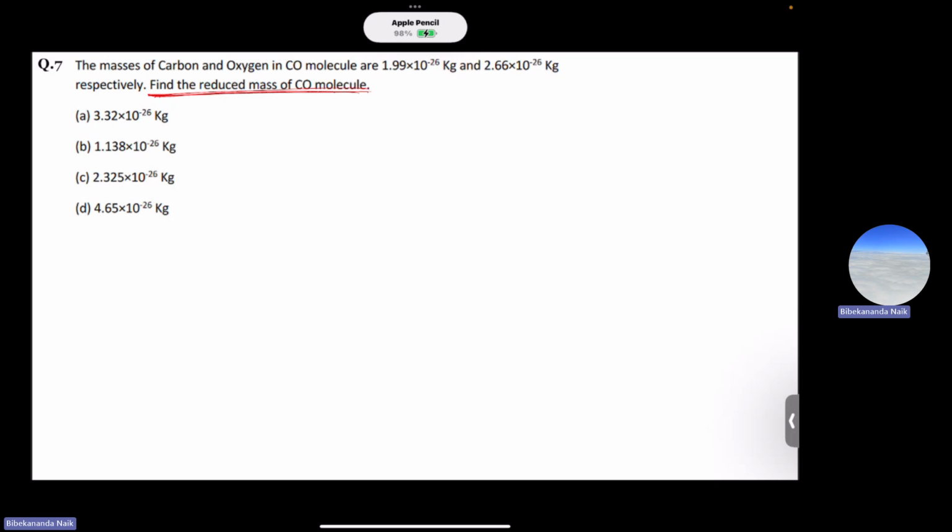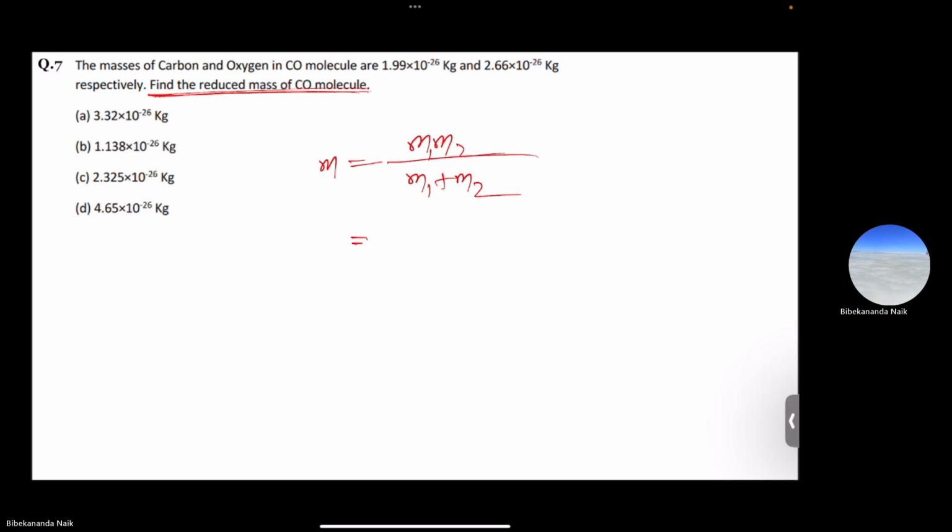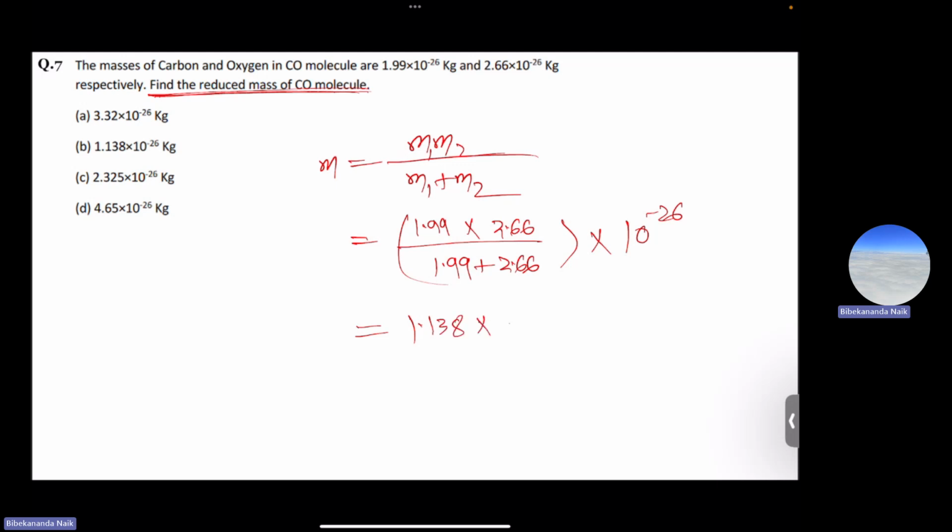So if we discuss, we know the expression for reduced mass is m1 m2 divided by m1 plus m2. If you put the values, it will be 1.99 into 2.66 divided by 1.99 plus 2.66 into 10 to the power minus 26. We can take it as common, so it will be 1.138 into 10 to the power minus 26 kg. So the correct answer is option B, 1.13 into 10 to the minus 26 kg.